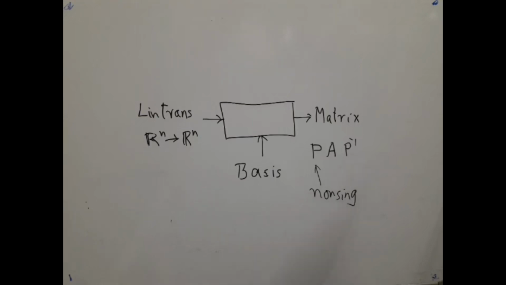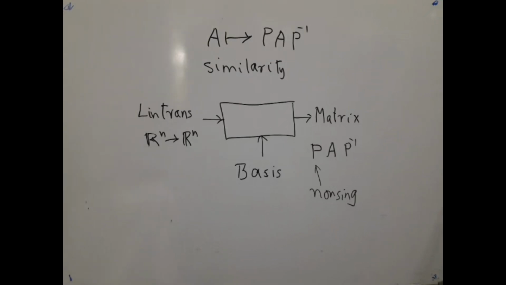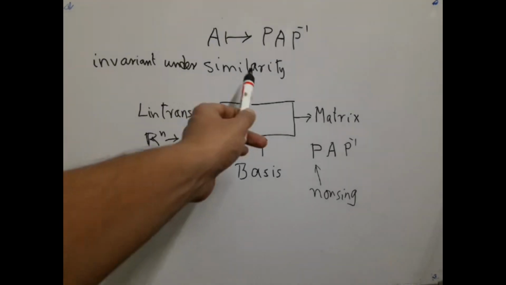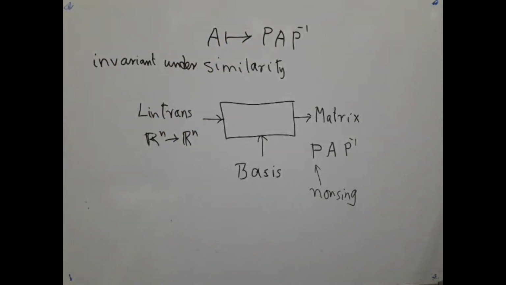Thus, this transformation from A to PAP inverse is very important in linear algebra, and it has a special name, Similarity Transformation, or we say that A and this matrix are similar to each other. Thus, in linear algebra, we care about only those properties of a matrix that are invariant under similarity. That is, whenever A satisfies that property, any matrix similar to it must also satisfy that property.